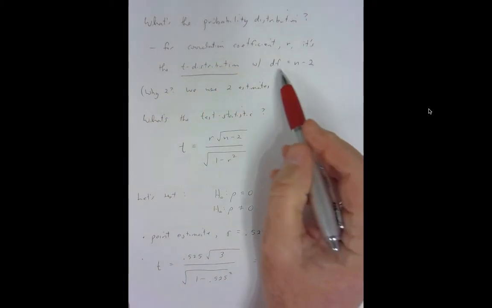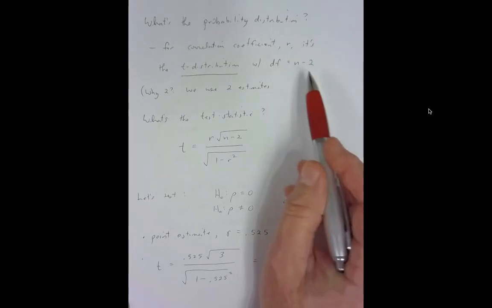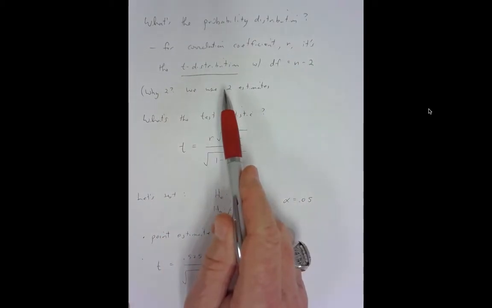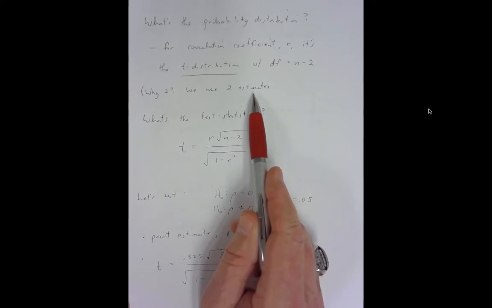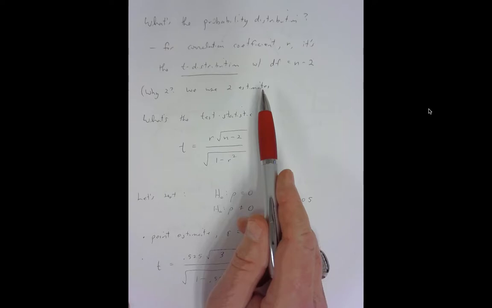But this time we use a t-distribution with degrees of freedom n minus 2. So we take our sample size and subtract 2. Now, why 2? Well, because we use two estimates, B0 and B1, the slope and the intercept, which you're going to learn far more than you probably ever care to learn later in the class.